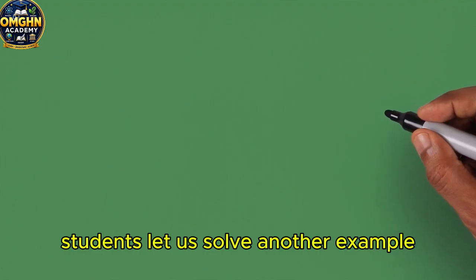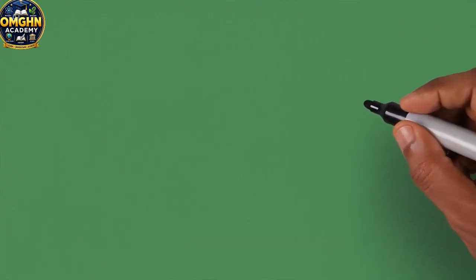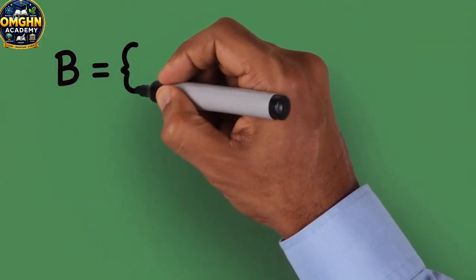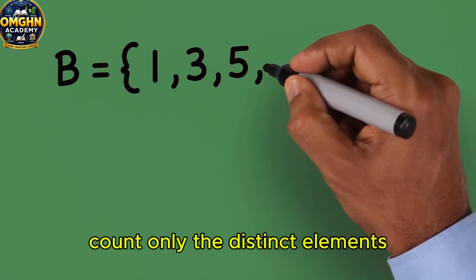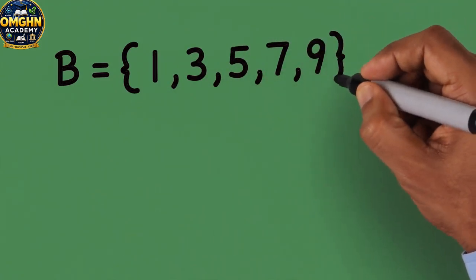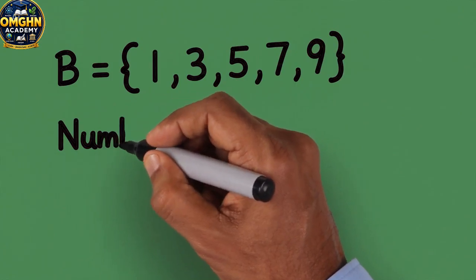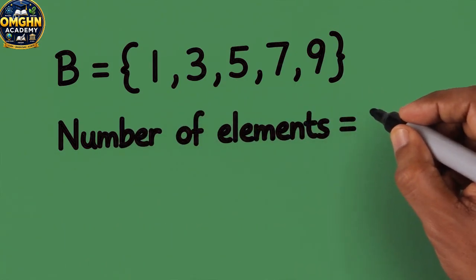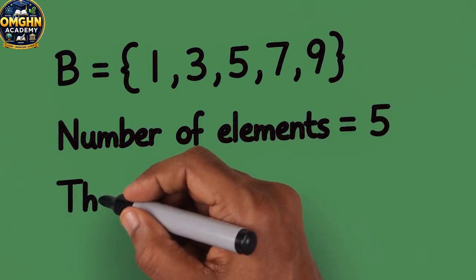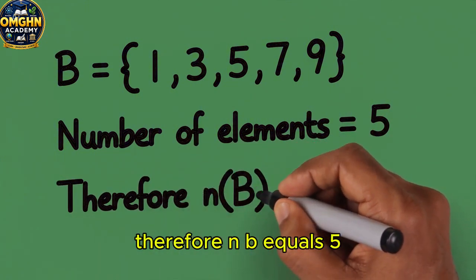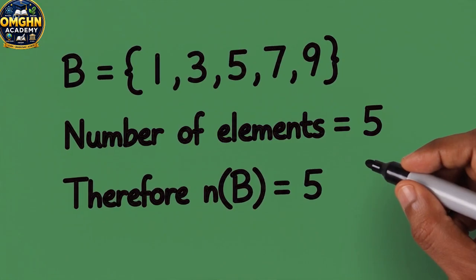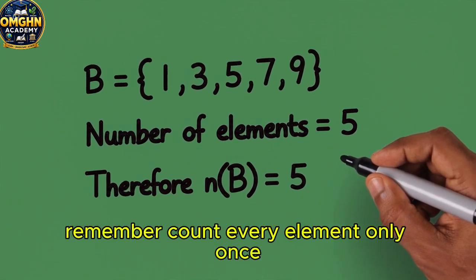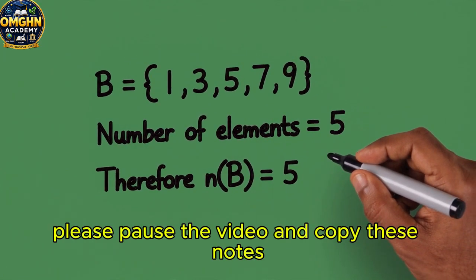Students, let us solve another example. Count only the distinct elements. Now, the number of elements in set B is 5. Therefore, n(B) equals 5. Remember, count every element only once. Please pause the video and copy these notes.